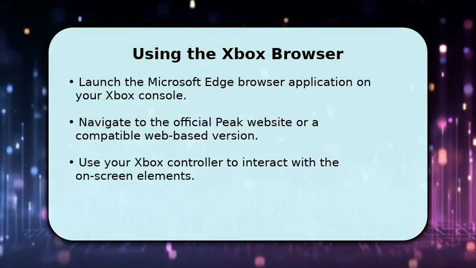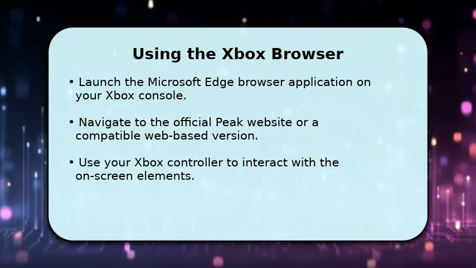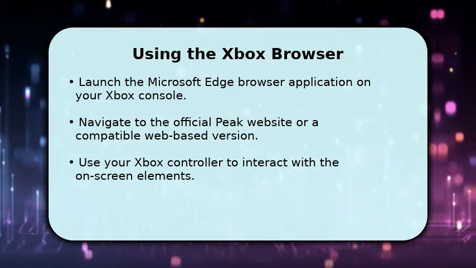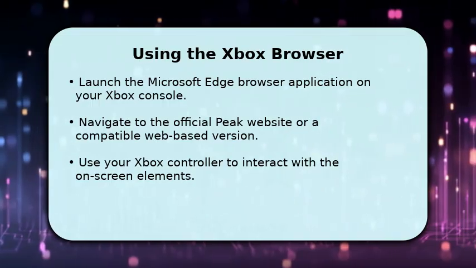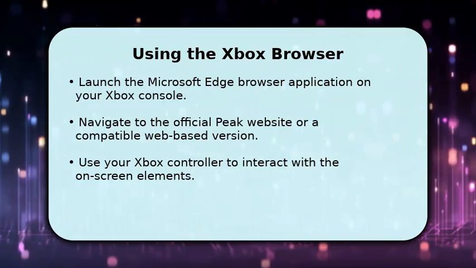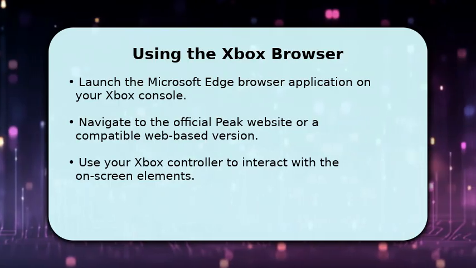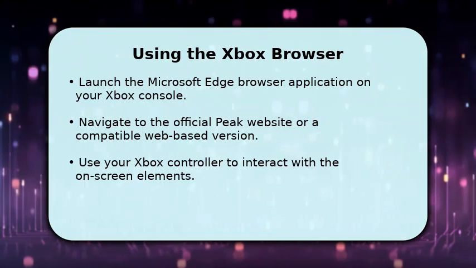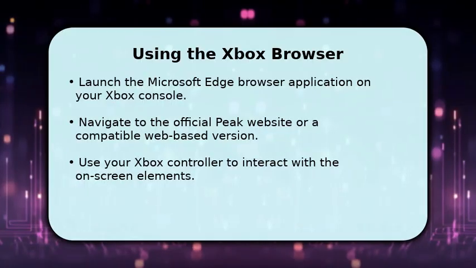One straightforward method involves using your Xbox's integrated web browser. Simply open the Microsoft Edge application from your console's dashboard. Then, type in the web address for Peak's online platform or a similar brain training site. You can navigate the website using your Xbox controller, but for a smoother experience, consider connecting a wireless keyboard and mouse. This setup makes clicking and typing much more efficient for your training sessions.